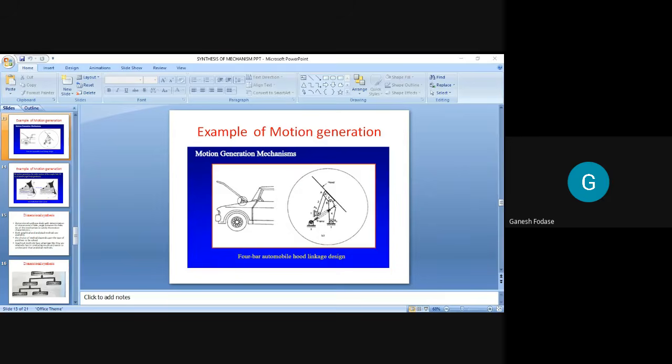Here is just an introduction: we need to classify the problem into three parts, basically path, function, and motion. Whenever you are interested in output motion, then it is function generation. Whenever you are interested in the path of a point on a coupler, then it is path generation. And if you are interested in the whole motion of a coupler link, then it comes under motion generation. This is just the theory part. Are you getting my point?